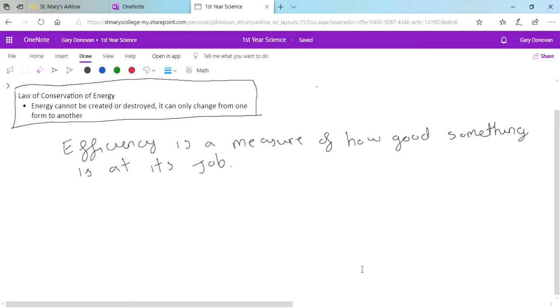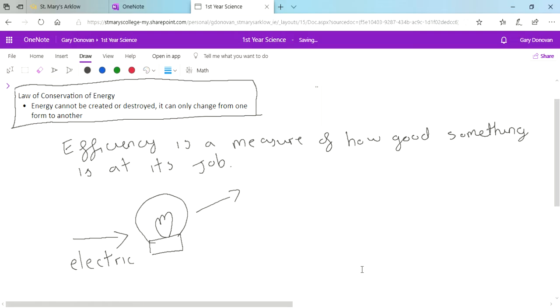So what do I mean by its job? Well, if you think of a light bulb, what's a light bulb's job? A light bulb's job is to give us light. Now let's look at the energy transfer for a light bulb. We know that light bulbs are plugged in, or they're connected up by wires, so the energy that goes in is electric. And of course, light bulbs give us light. But that's not the only thing light bulbs give us. Especially the old light bulbs tend to give us some heat as well.